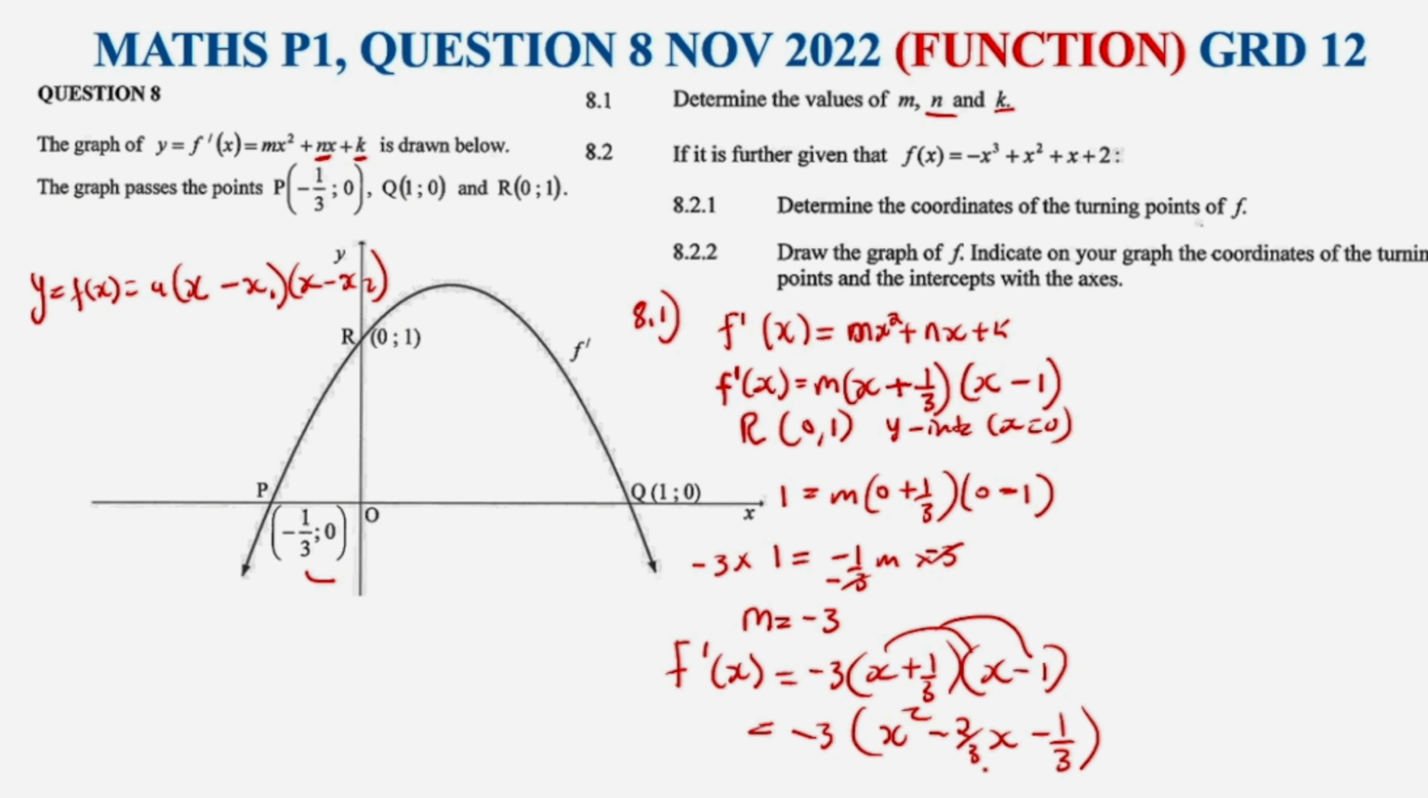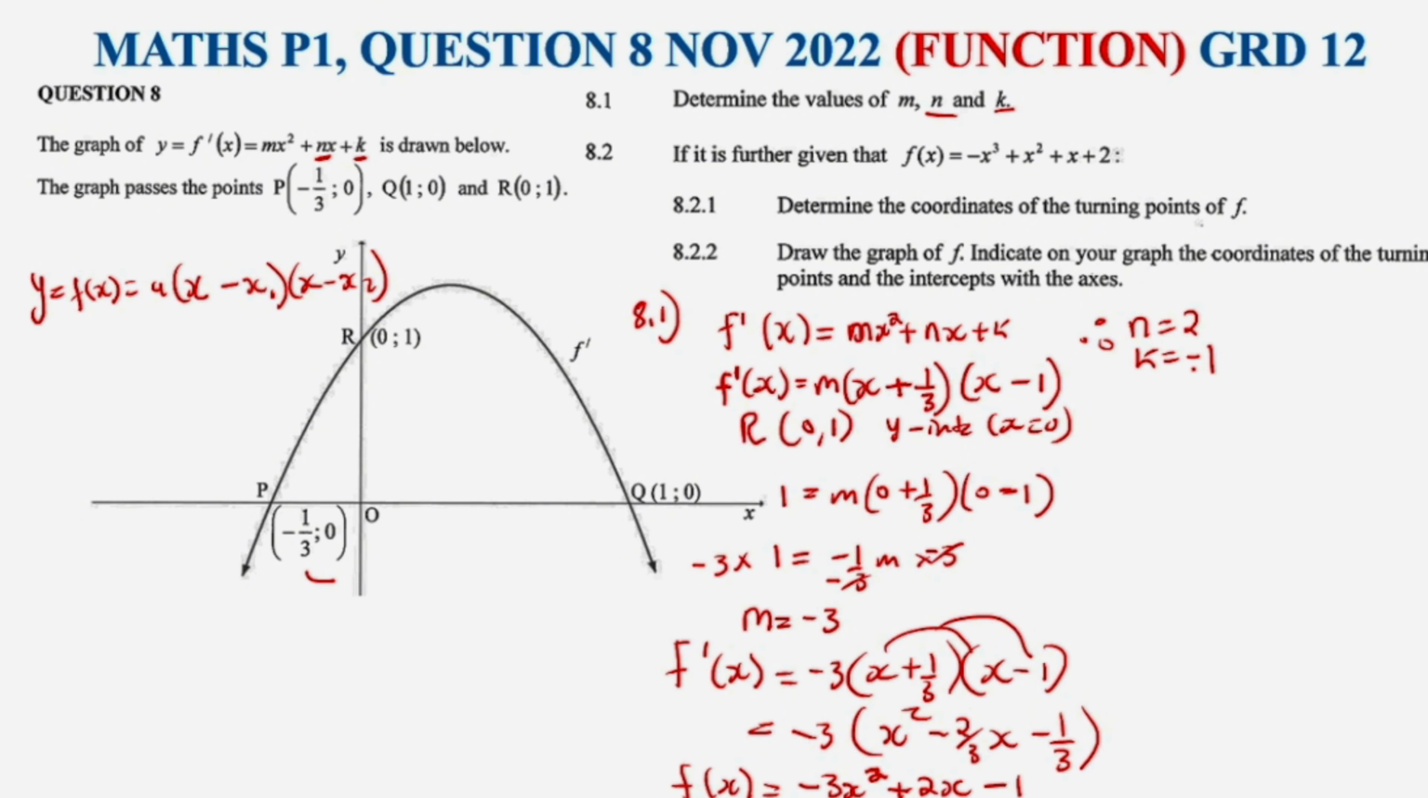Therefore you need to multiply throughout by 3. If you multiply throughout by 3, you should get this function: minus 3 x squared, I hope you guys can see, positive 2x and minus 1. Therefore from our equation we can safely say n is equal to 2, k is equal to negative 1. Is it? Yes, it's equal to negative 1. Great stuff.